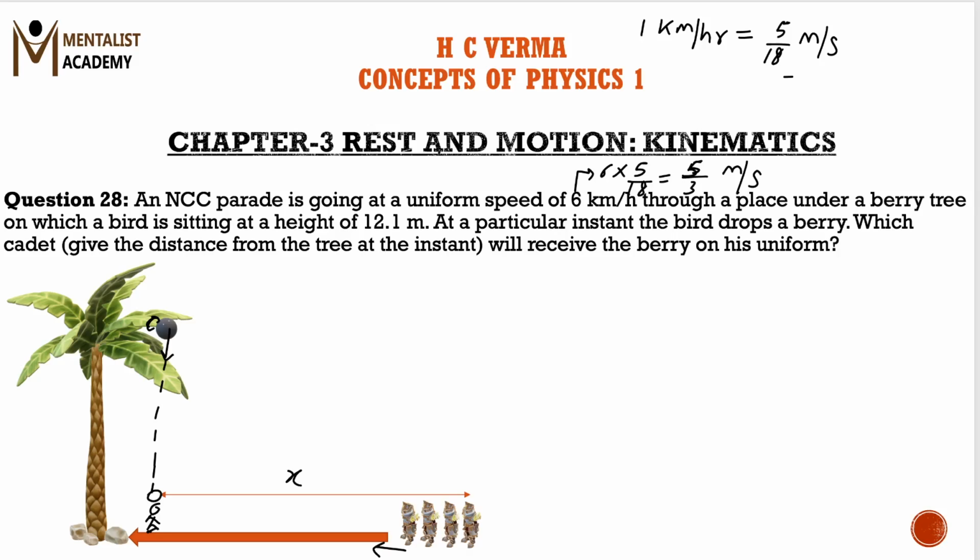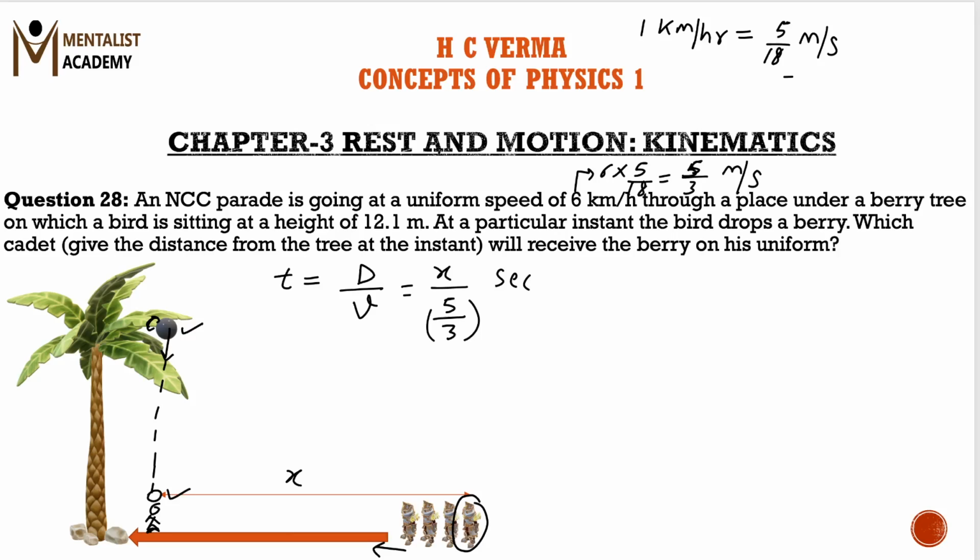Now we have to find the time taken by this cadet. Suppose this is the cadet who reaches under the tree when the berry drops on him. So we have to find the time taken by the cadet to reach under the tree. So that time would be equal to distance traveled by the cadet divided by the velocity of the cadet. The distance traveled by the cadet is x meters, and the velocity of the cadet we have just calculated, that is 5 upon 3 meter per second. So this much second would be the time taken by the cadet to reach the tree, and this is the time taken by the berry to reach from the top of the tree to the bottom of the tree.